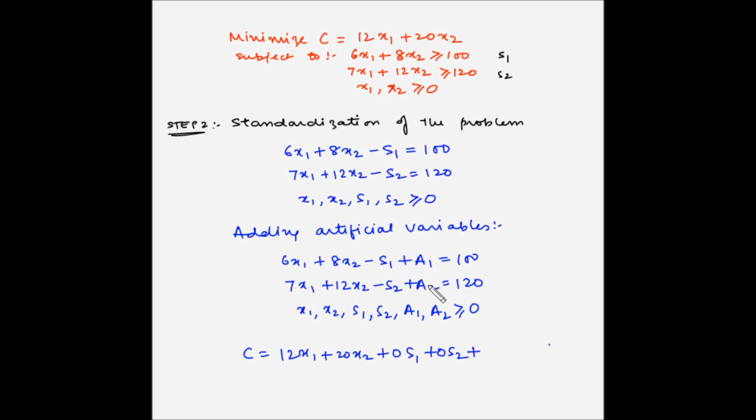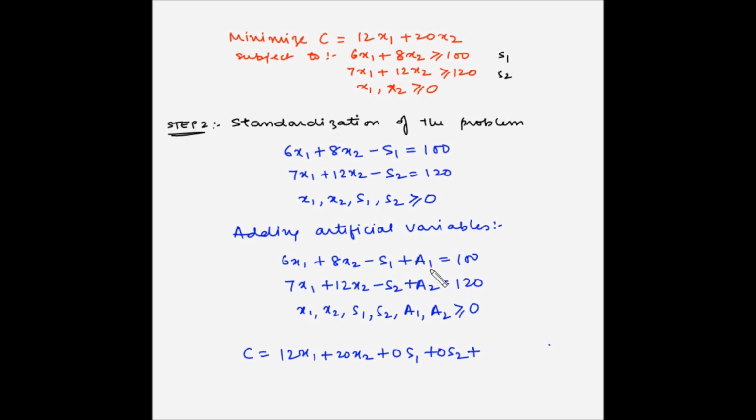Now for a1 and a2, we also need to add a1 and a2 in the objective function. However, we don't want a1 and a2 to appear in the final solution because a1 and a2 are artificial variables which do not have any meaning per se. These are only added in order to get the initial feasible solution.